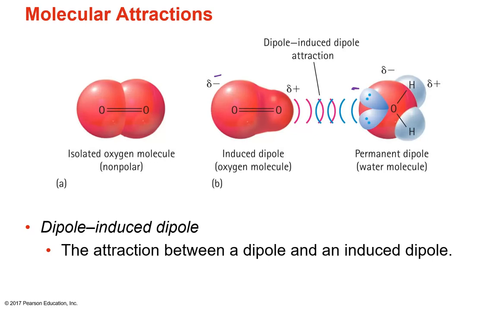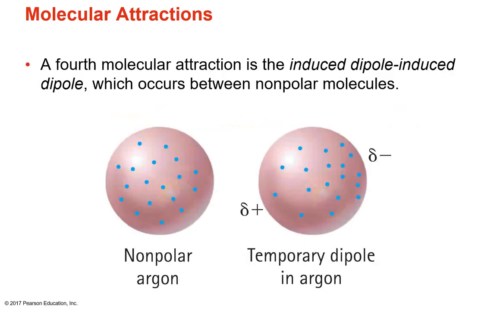So that's number 3 on our strength, going down in strength. The strongest was ion-dipole. Next was dipole-dipole. Now we have dipole-induced dipole. We have one more. This last one is really weak. And the last one is induced dipole.